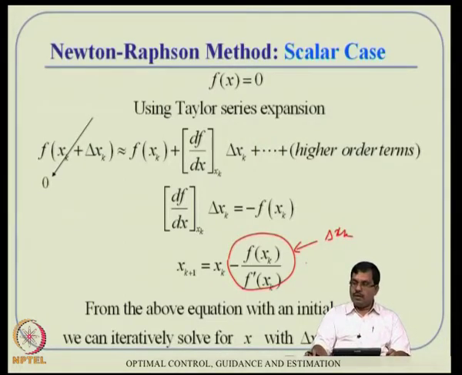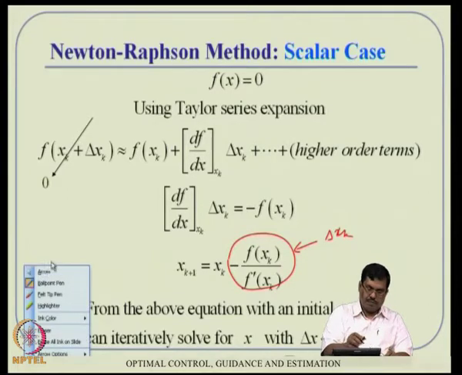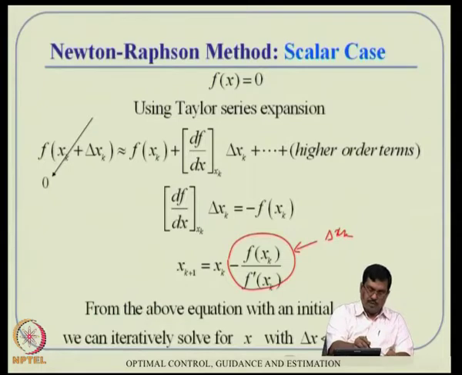Okay. So if this is delta xk, then what I really wanted is xk plus delta xk. That is my xk plus 1. So this particular term that you see here is xk plus 1. That is why f of xk plus 1 is 0 basically, right. That is what you wanted.